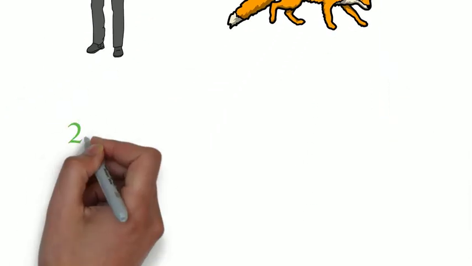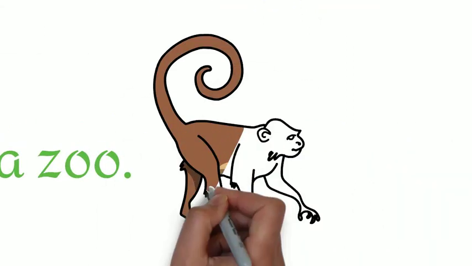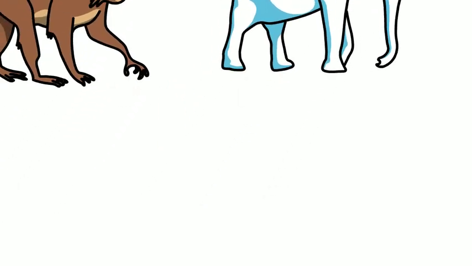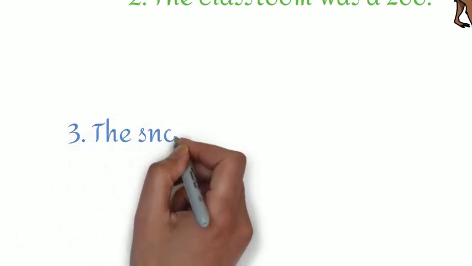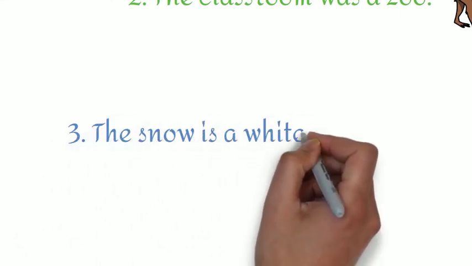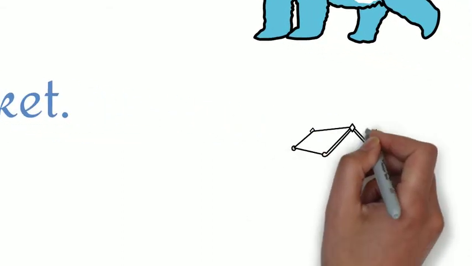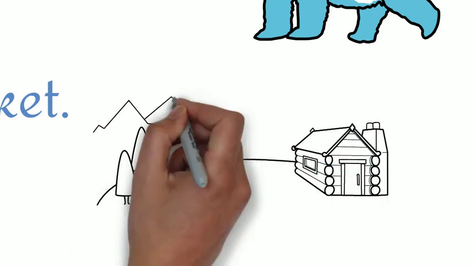Second one. The classroom was a zoo. The children were so noisy that they were behaving wild and crazy like animals in the zoo. Third one. The snow is a white blanket. The snow covered the earth like a blanket. So we say the snow is a white blanket.